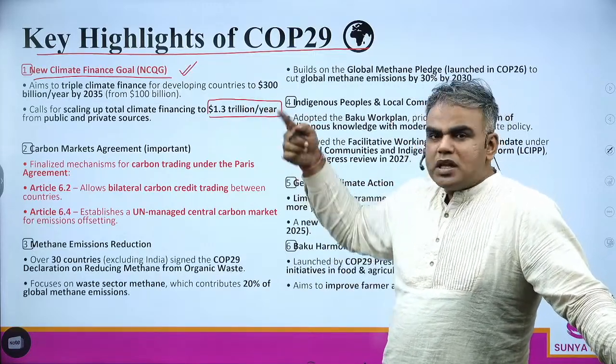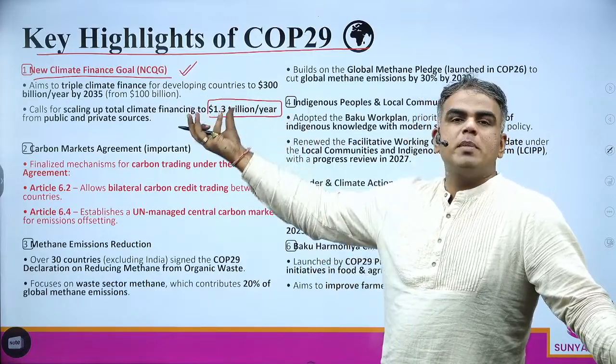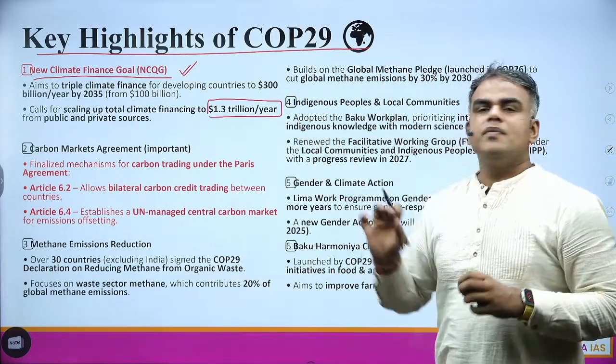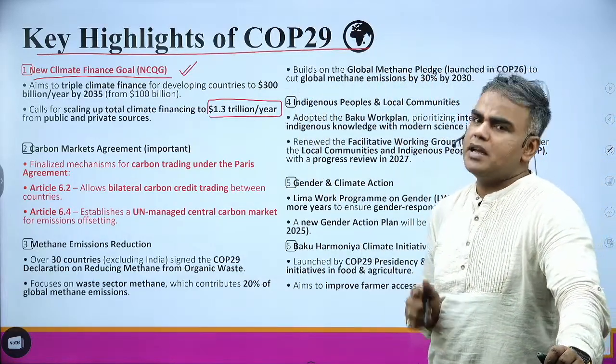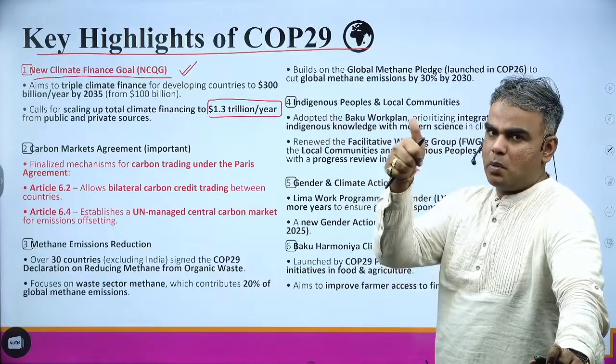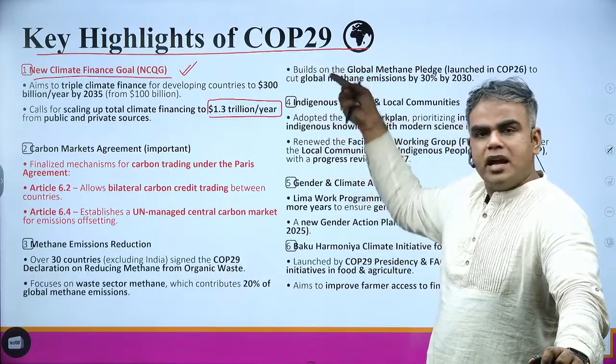Now you can also see this in some other term. They can say this is the Baku finance roadmap or the Baku finance goal. Because the COP happened in Baku, you'll remember this is the main takeaway. Number one, there is a finance related commitment here in COP29. Of course, India is opposing that. When I tell you COP29 and India, I'll also explain that.